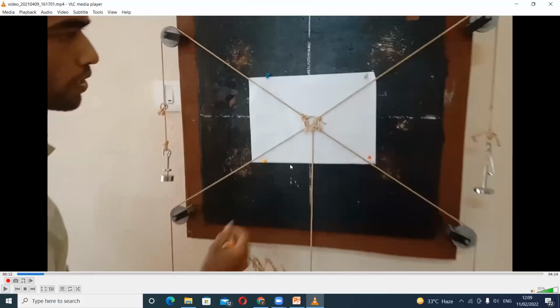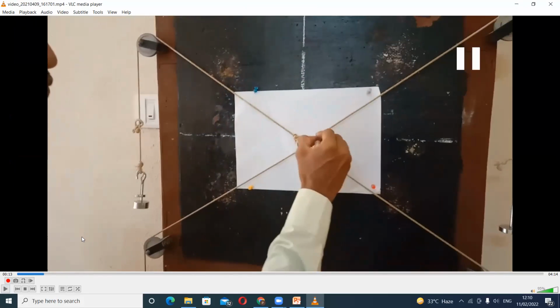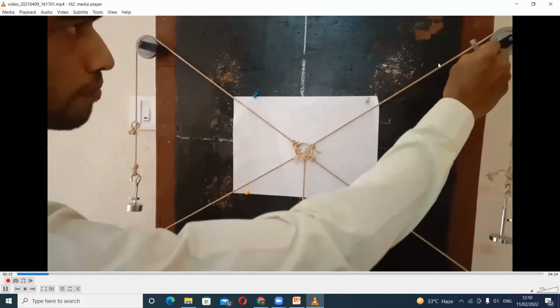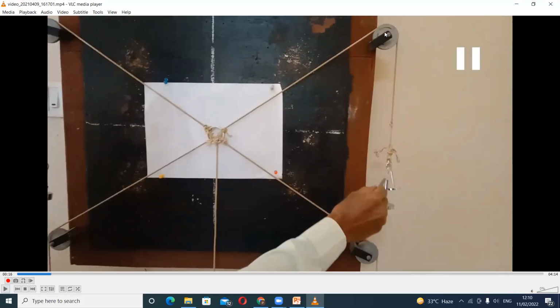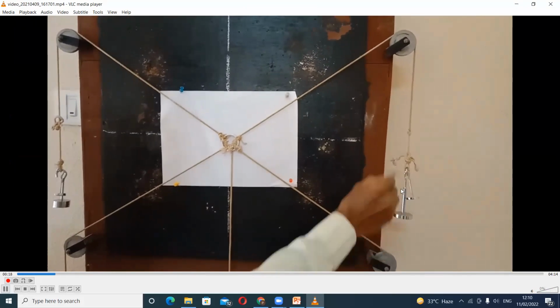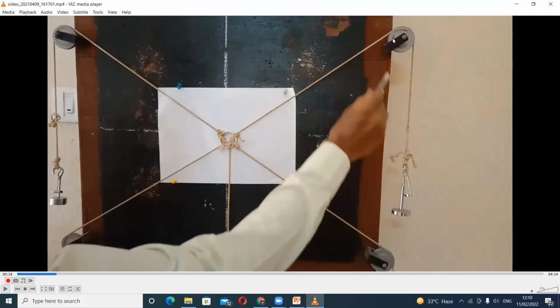So here you can see this is the experimental setup. So this is the board which is mounted on the wall. And this is the string which is passing over this pulley. Okay, so this pulley we can change its position up and down. Okay, and we have connected the weights. So this weight, it will create the tension in this cable.